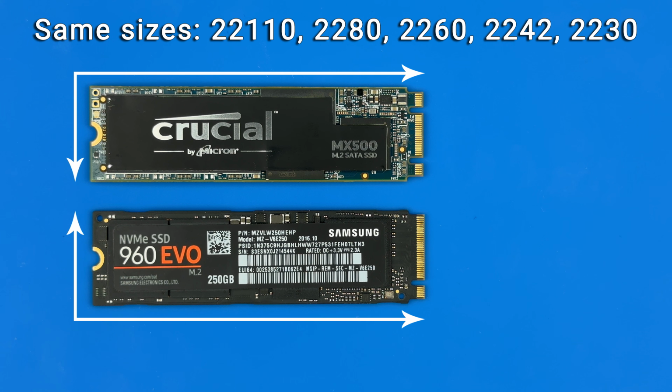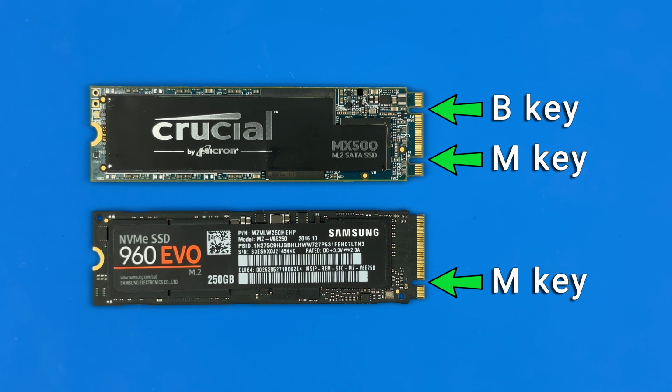Although M.2 SATA and M.2 NVMe share the same M.2 form factor and look visually similar, they differ in their connector notches, which impacts their compatibility. M.2 SATA typically uses the B+M key configuration, which has 2 notches on the connector. M.2 NVMe uses the M key configuration, which has a single notch.